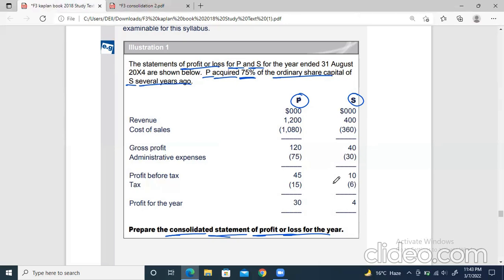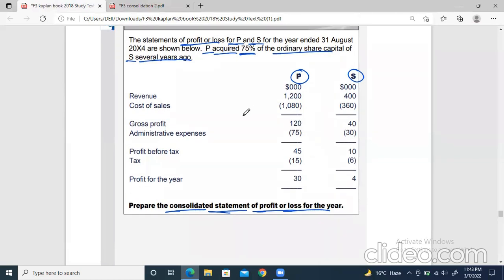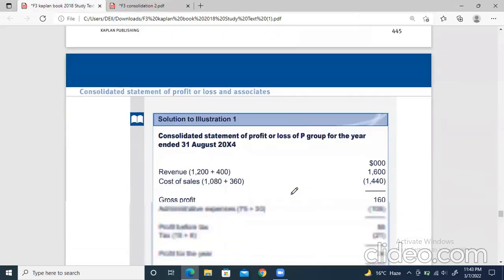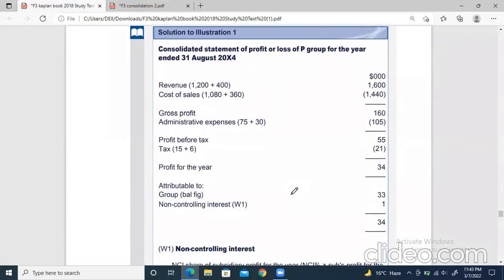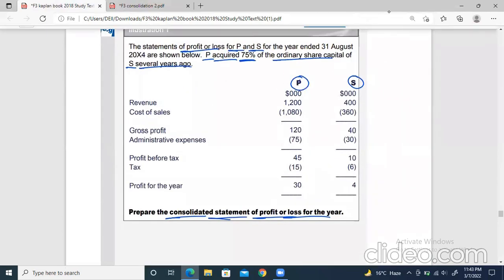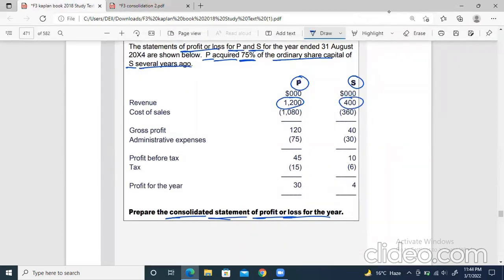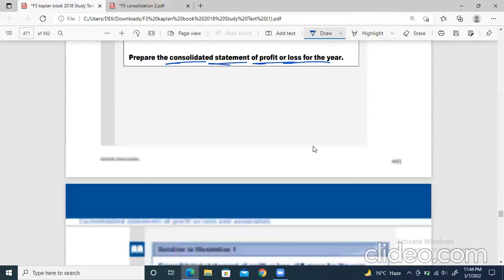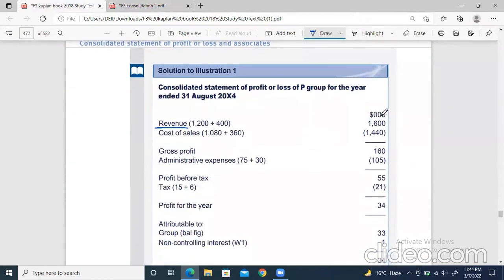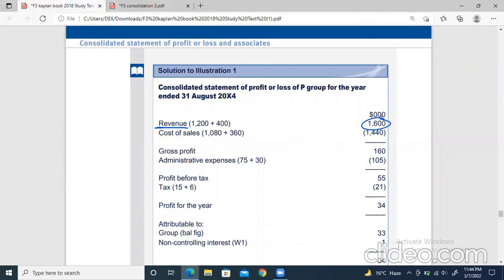Now, we just studied the format for profit or loss. Let's look at the answer, what it has done. Exactly the same thing will happen over here. First of all, it's written revenue. If you take the revenue of parent and subsidiary, 1200 plus 400, which is 1600. You can see 1600 is the answer. Parent plus subsidiary. There was no intercompany sale. If there was an intercompany sale, we had to deduct it from here.